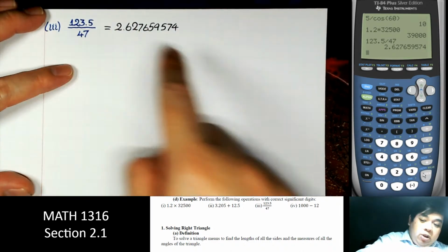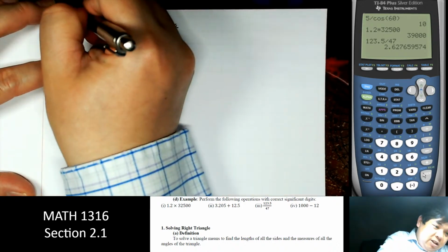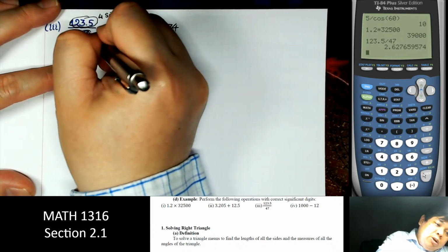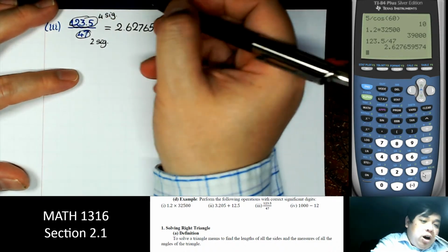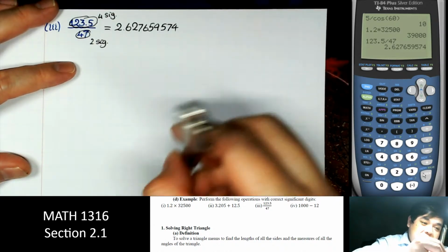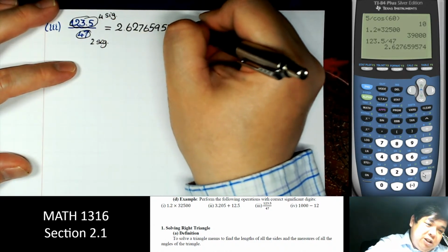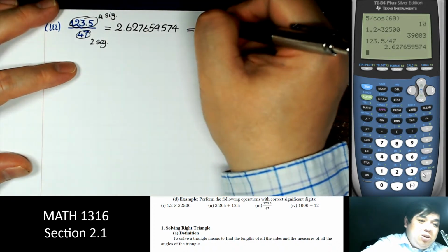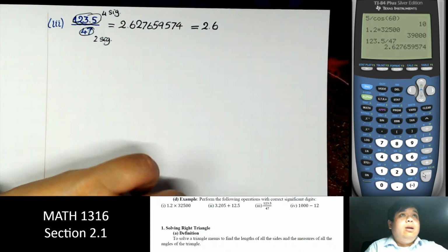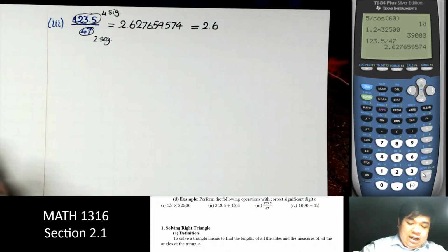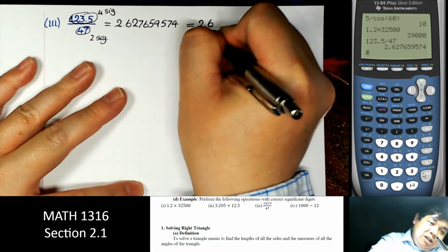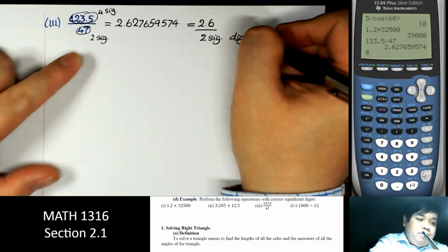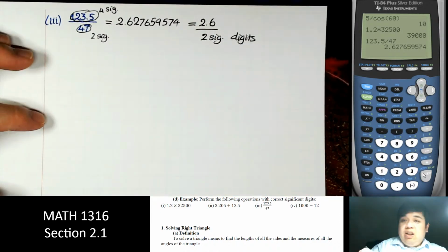However, the top number has 4 significant digits, and the bottom has 2. When we divide or multiply, we only go with 2. So the answer to this is we have to round right at this point. So just 2.6. We can only have 2 significant digits here. So that is 2.6. The answer must have 2 significant digits, just like the number with the least significant figures.